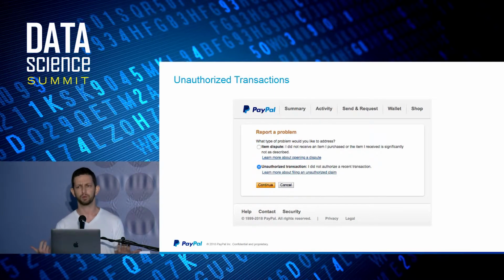Now, we don't like it when this happens, right? First, because we lose money, but more importantly, because this is a bad user experience. We want our users' accounts to be safe, even if they made a mistake like responding to that phishing email.